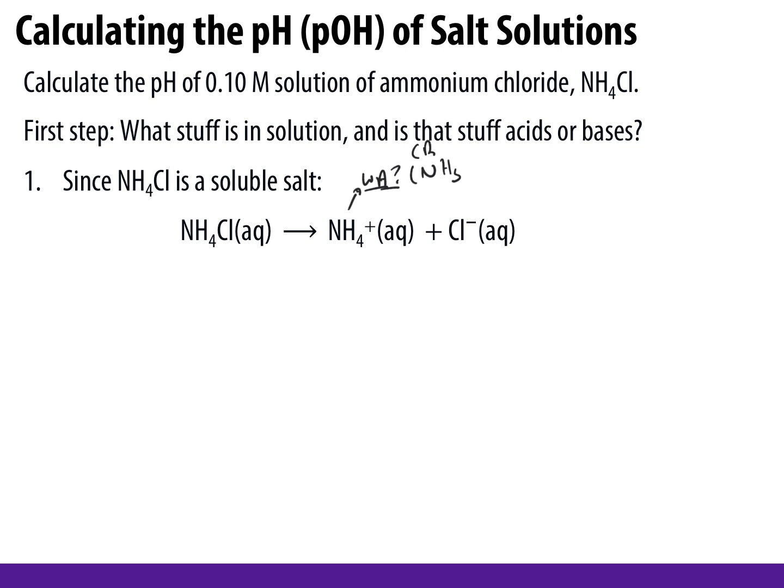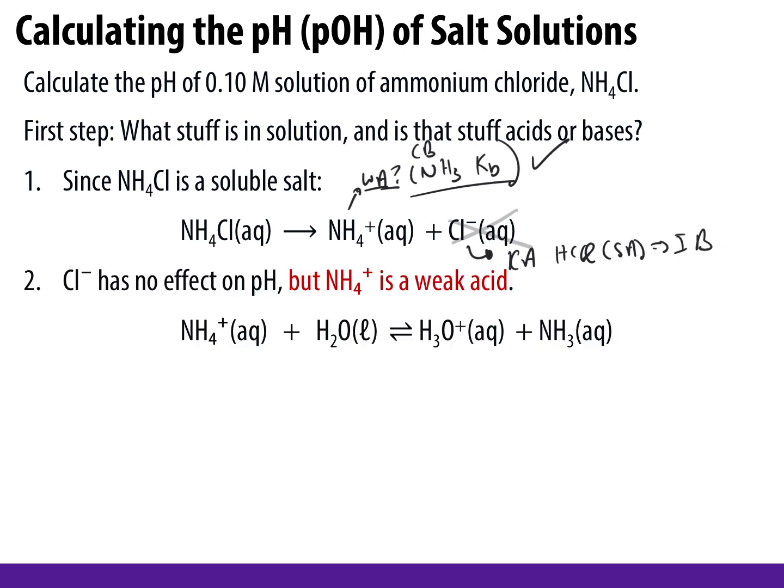The conjugate base is NH3, which is in our table of weak bases. So this NH3 Kb tells us that NH4 plus is in fact a weak acid. Cl minus is negative, so we should suspect that it's a base, but just as on the previous slide, its conjugate acid is HCl, which is a strong acid, and so therefore it's an ineffective base, and Cl minus doesn't affect the pH of the solution at all. So we're left with just NH4 plus being the important ion.